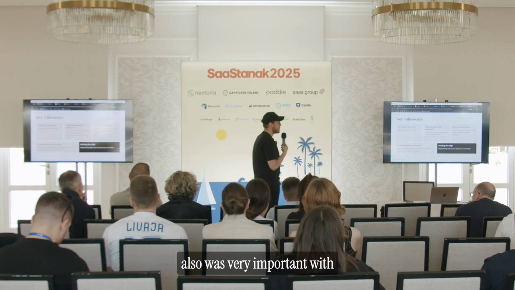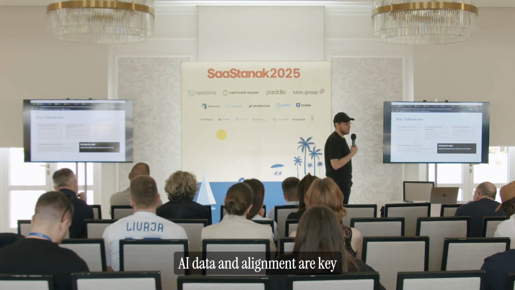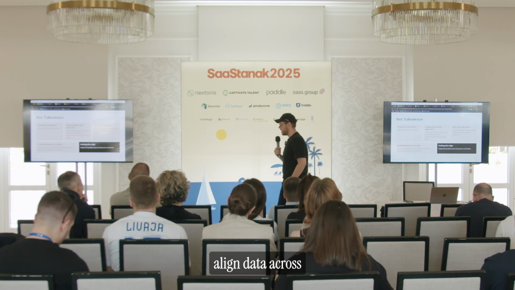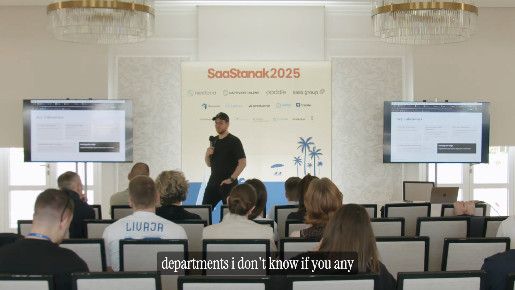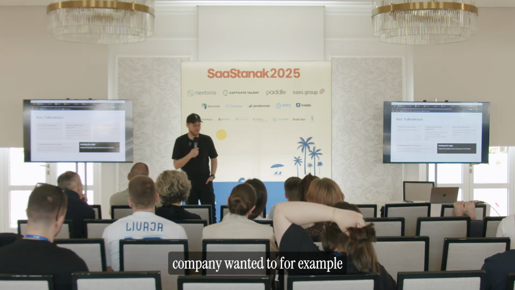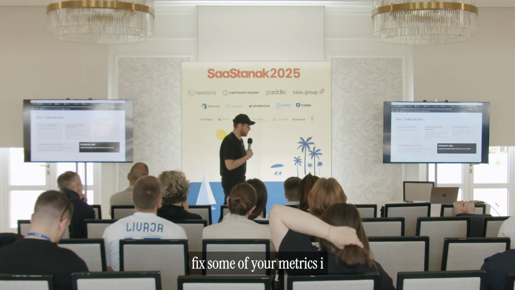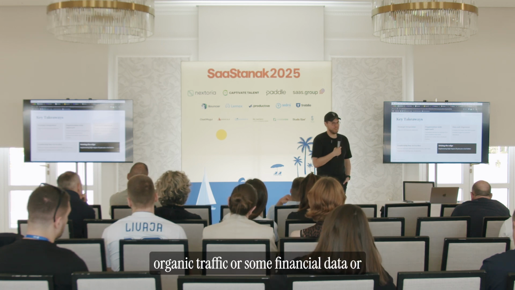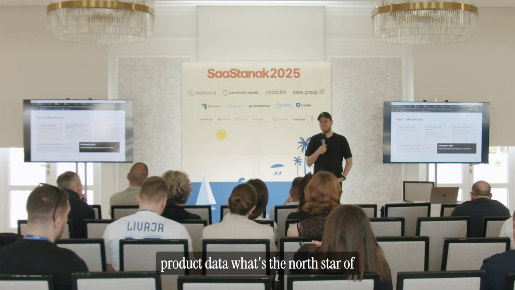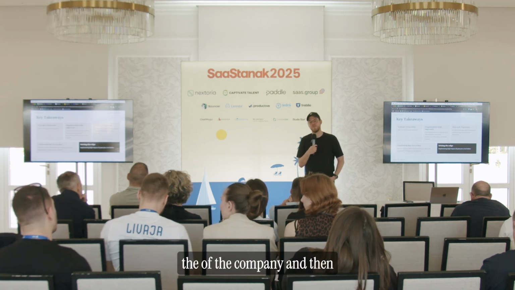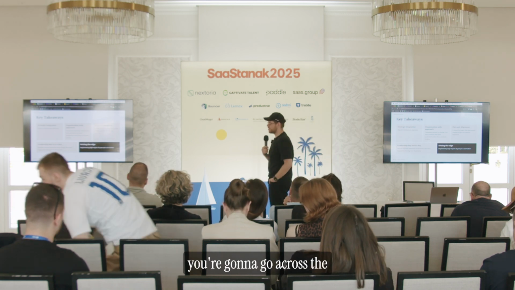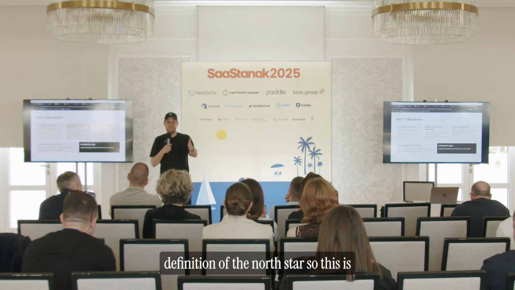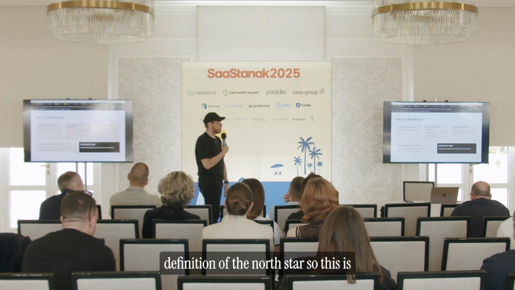Also, what's very important with AI, data and alignment are key, because it takes a lot more time than most people imagine to align data across departments. I don't know if at any time at your company you wanted to, for example, fix some of your metrics. How do we measure organic traffic, or some financial data or product data? What's the North Star of the company? And then you go across the company or across all of the departments, and you get different definitions of the North Star. So this is very important.